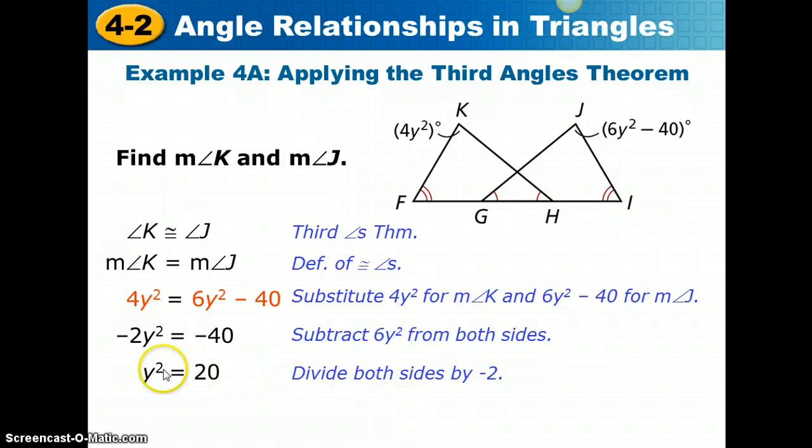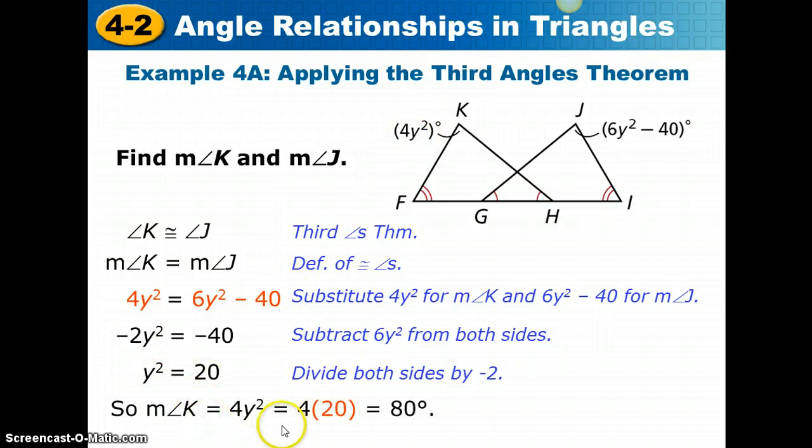Now I mentioned solving by using square roots, and we could do that. We could take the square root of 20 to find y, but the problem asks for the measure of angle K and J. We know they have to be congruent, so we really only need to find the measure of 1. But each expression uses just 4 times y squared. Since we know y squared is 20, we can just multiply the 20 by 4 rather than plugging in the square root of 20 and squaring it again. So we should get the measure of angle K is 80 degrees, and likewise the measure of angle J would also be 80 degrees.